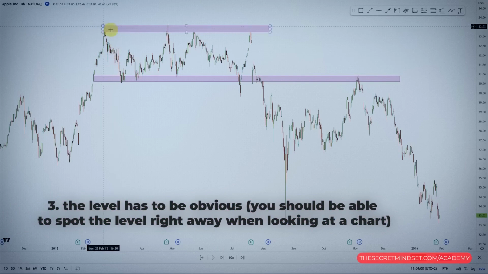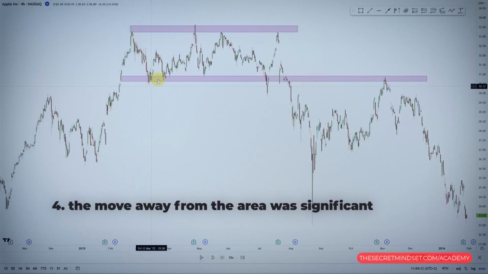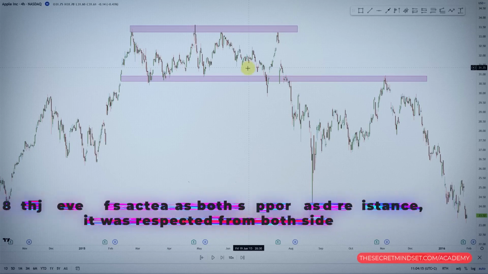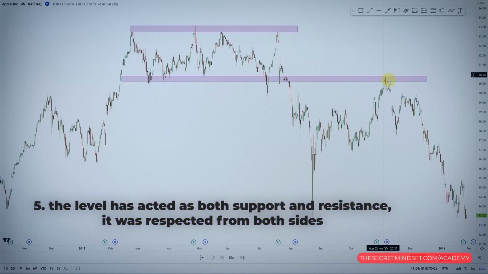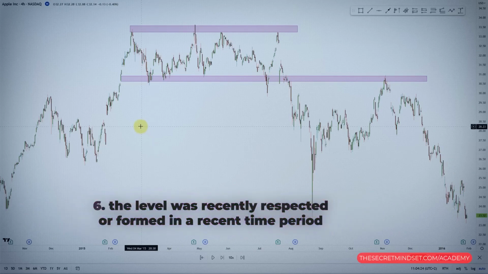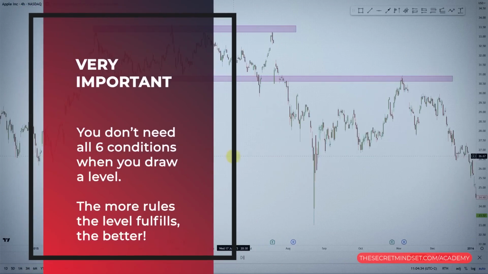You want the level to be obvious, meaning it jumps right out at you. You should be able to spot the level right away when looking at a chart. The move away from the area was significant. The level acted as both support and resistance, and it was respected from both sides. And the level was recently respected or formed in a recent time period. Now, very important, you don't need all these conditions when you draw a level. The more rules the level fulfills, the better, but you don't need the level to check all 6 conditions.